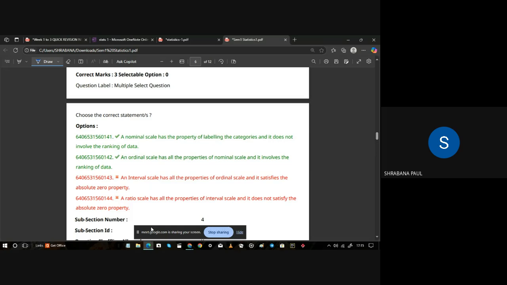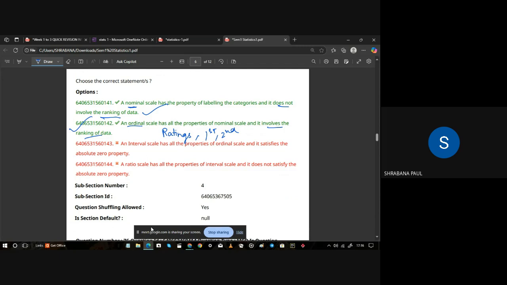Next, coming to this question, choose the correct statement. Okay, a nominal scale has a property of labeling the category and this does not involve the ranking of the data. नॉमिनल स्केल में मैंने कहा था कि नेम होता है और इसमें रैंकिंग नहीं होता है। जैसे कि नेम, ब्लड ग्रुप एक्सेट्रा आर नॉमिनल। की स्पेलिंग देखिए। और ऑर्डिनल स्केल में क्या है, तो रैंक होता है, जैसे कि रेटिंग्स, रैंकिंग फर्स्ट सेकंड थर्ड। Ordinal involves ranking of the data, so these two options are correct.